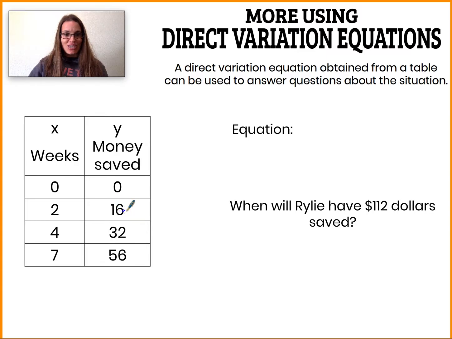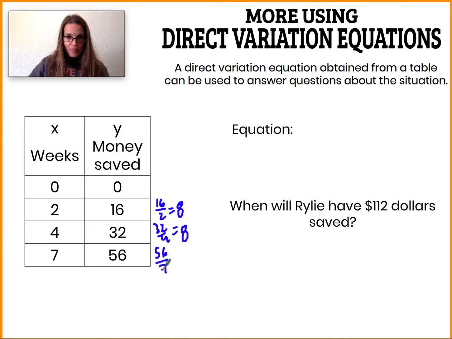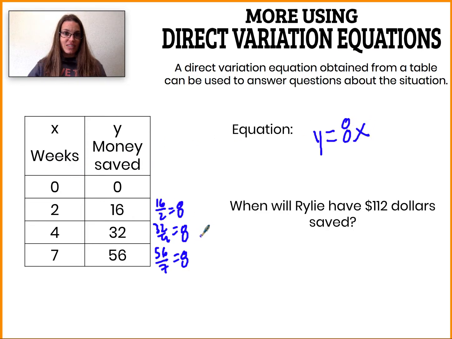That row should be there, but we don't calculate the ratio for that row. Instead, we calculate the ratio for 16 divided by 2. Y divided by X, 16 divided by 2 is 8. 32 divided by 4 is 8. And we calculate that ratio for every other row. 56 divided by 7 is 8. Our unit rate is constant. That ratio is constant. M equals 8, so our equation is Y equals 8X, where X is weeks and Y is money saved.